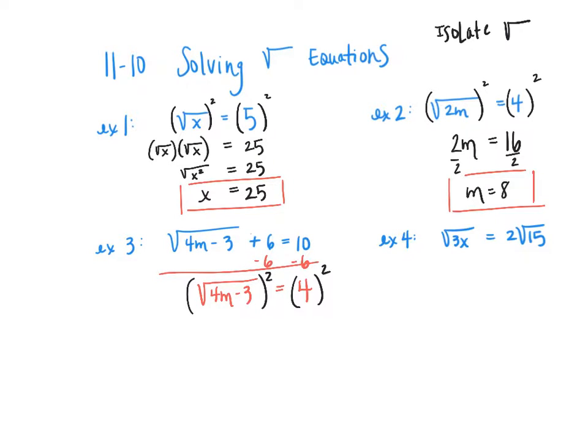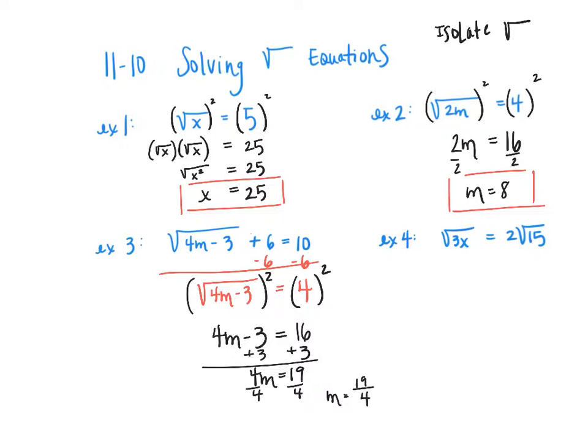So root 4m minus 3 times root 4m minus 3 is just 4m minus 3. And you're going to get equals 16 on the right. Then we're just going to solve our equation like we always have. And you're going to get m is equal to 19/4. And you can leave it just like that. And of course, you can plug it in to check, and you should do that. And this one will check.